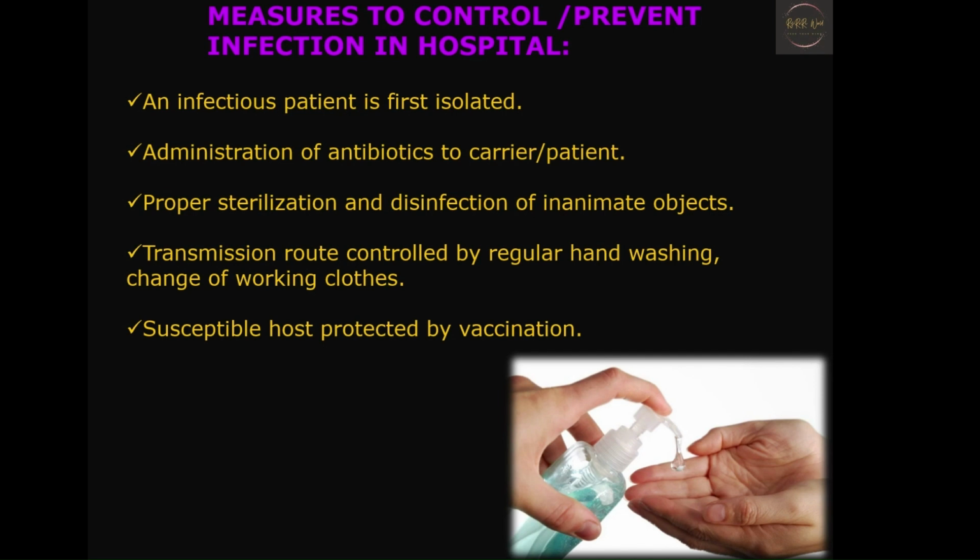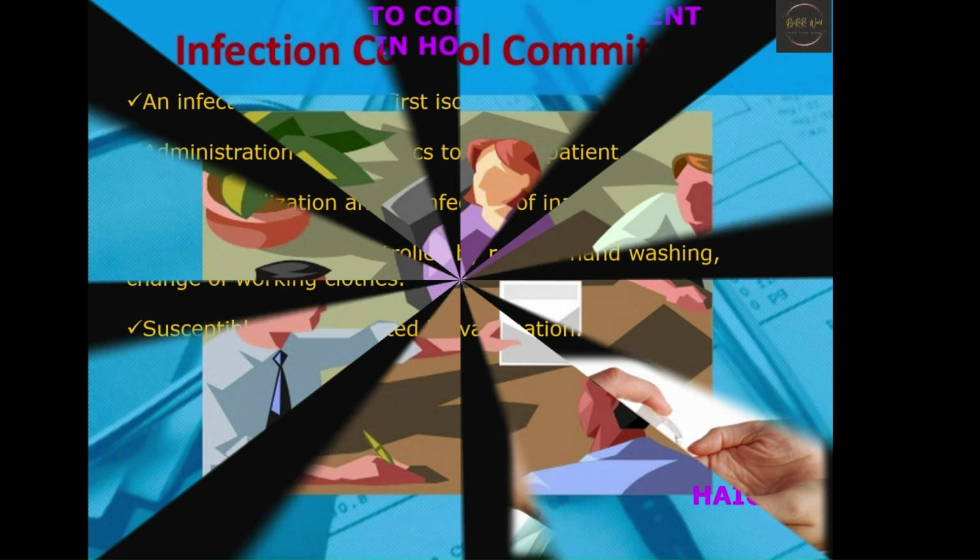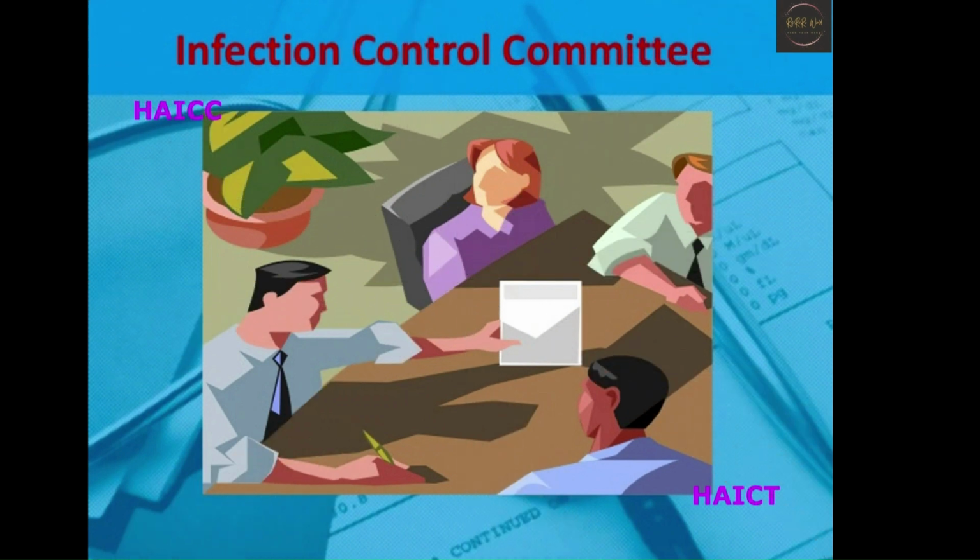In order to control and prevent infection in the hospital, an infection control committee is formed in every hospital. The infection control committee functions to prevent and control healthcare-associated infection by setting an infection control policy and monitoring practices to reduce these risks. The team mainly advises on prevention, surveillance, investigation, and control of infection within the hospital.